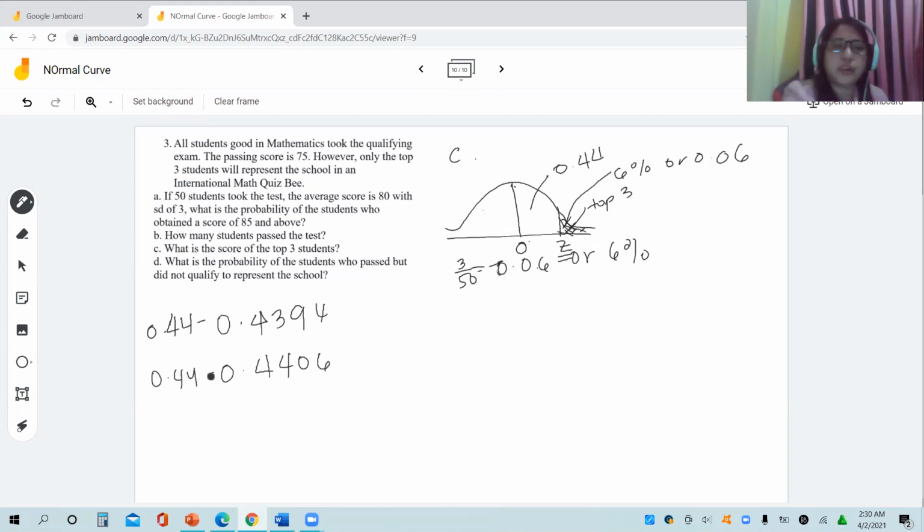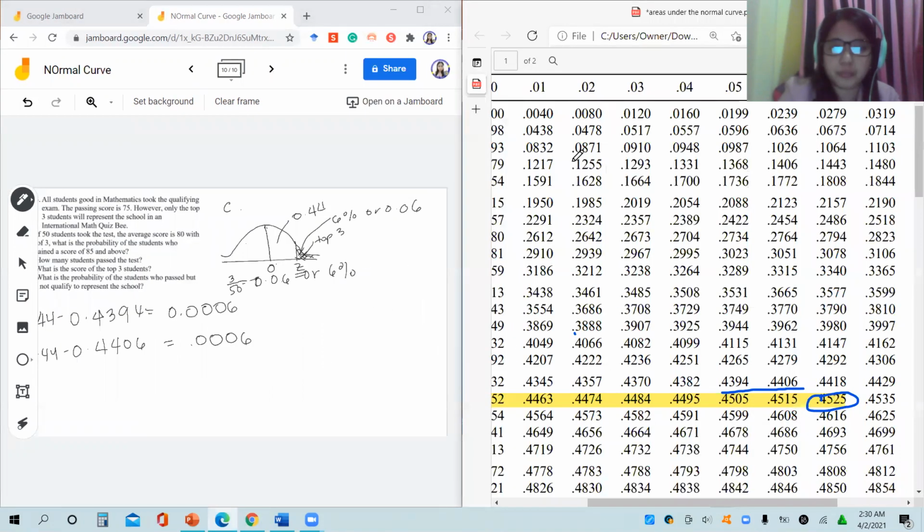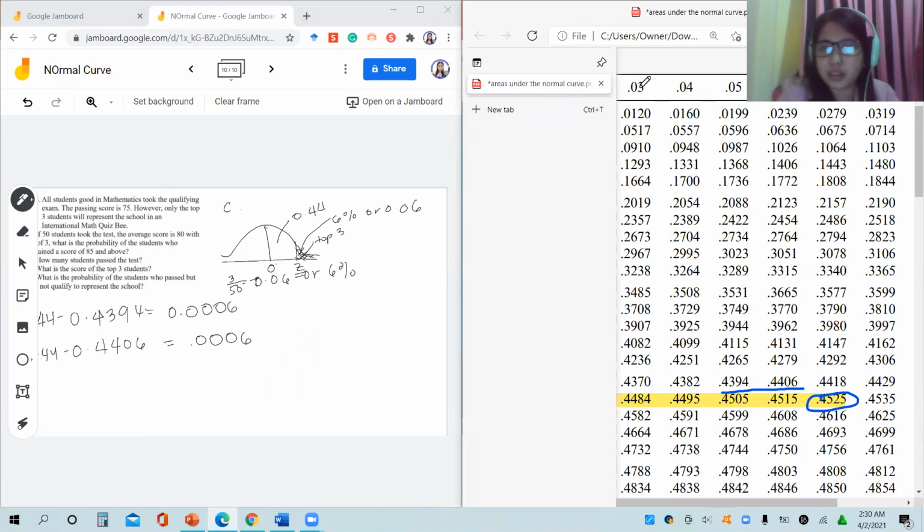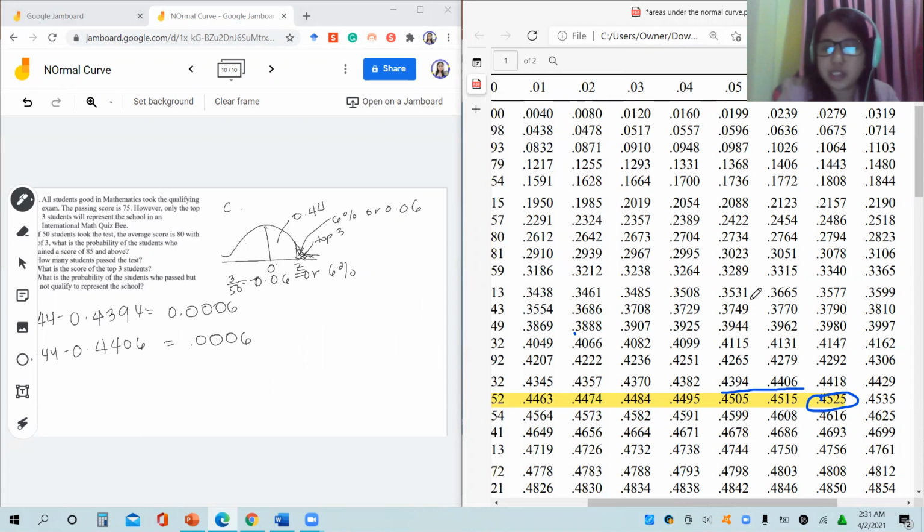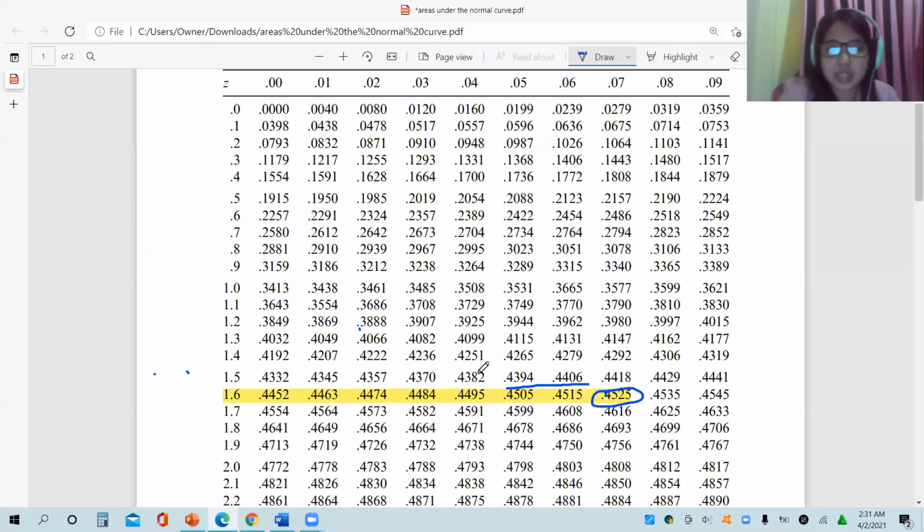So 0.44 less 0.4406 is 0.0006. For the second one, it is 0.0006 also. So we actually have the same distance. So we can use either of the two. If we opted to use the first one, anyway, the difference or the distance from 0.44 is also 0.0006. Then we can use either of the two z-scores with this area.